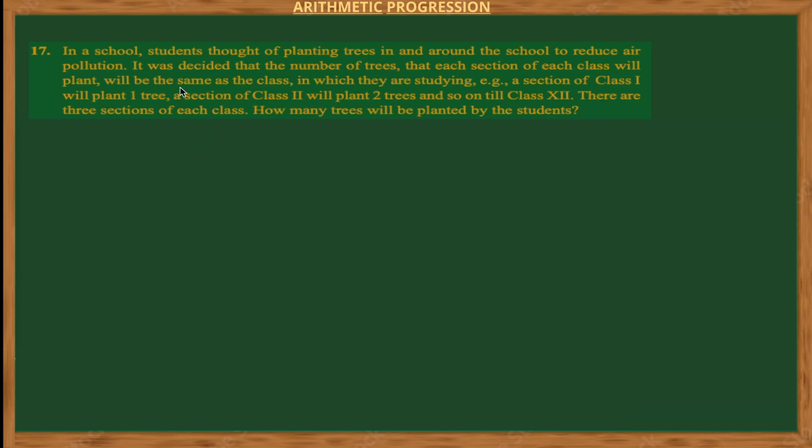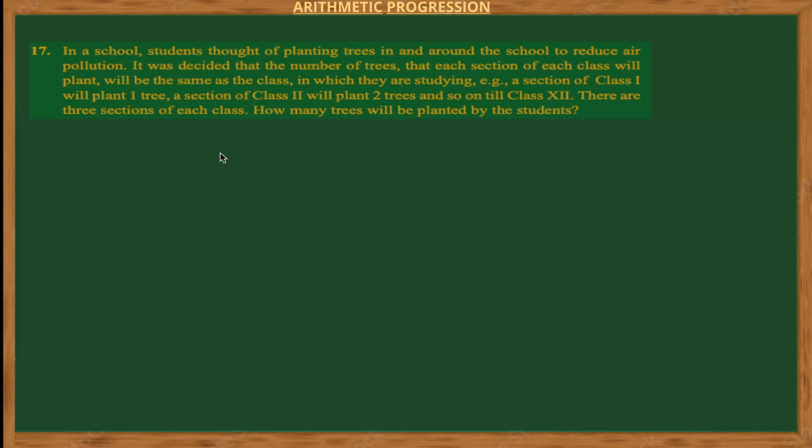So what is the question saying? In a school, students thought of planting trees in and around the school to reduce air pollution. It was decided that the number of trees that each section of each class will plant will be the same as the class in which they are studying. For example, each section of class 1 will plant 1 tree. So each standard will plant based on their class. A section of class 2 will plant 2 trees. So first standard will plant 1, second standard students will plant 2 trees, and so on till class 12.